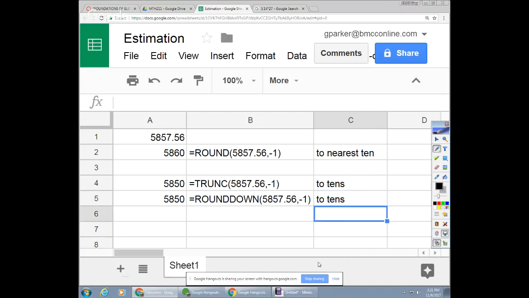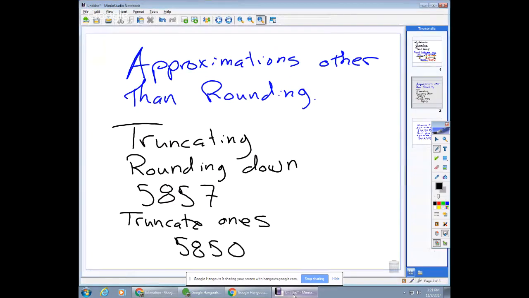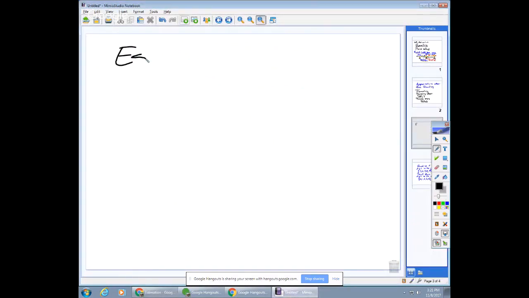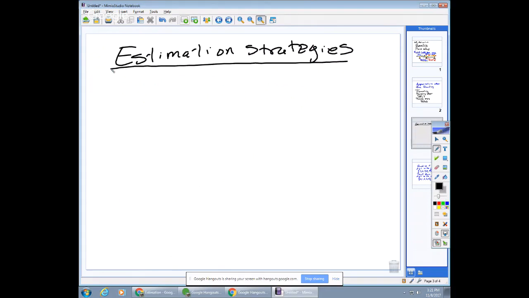Okay, so kind of boring, but important information nonetheless. So as far as truncating goes, that leads to some other estimation strategies. And one that's very popular that you're guaranteed to see in just about every grade is the idea of front-end estimation.